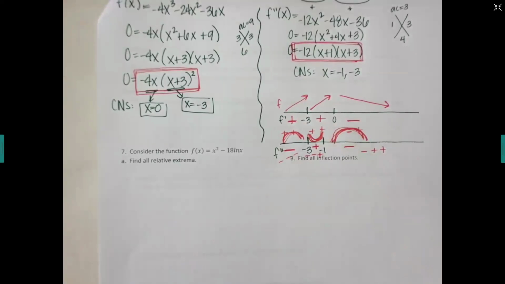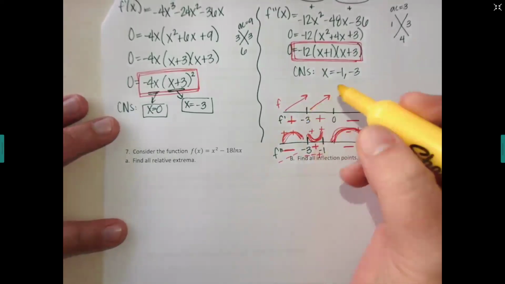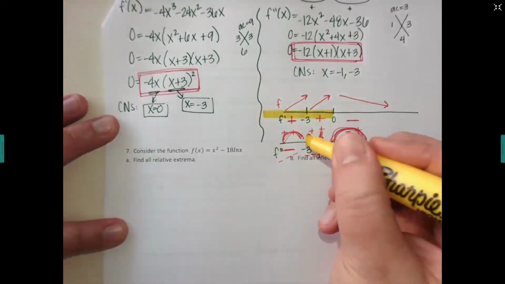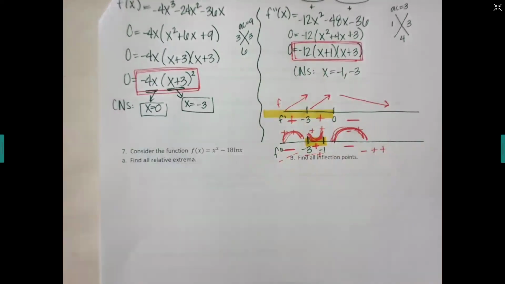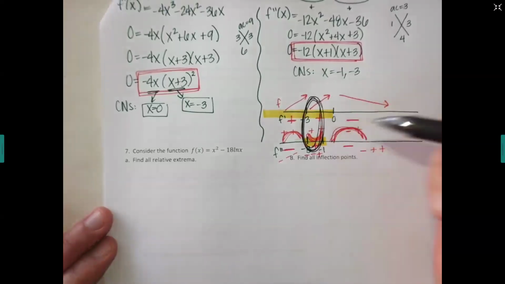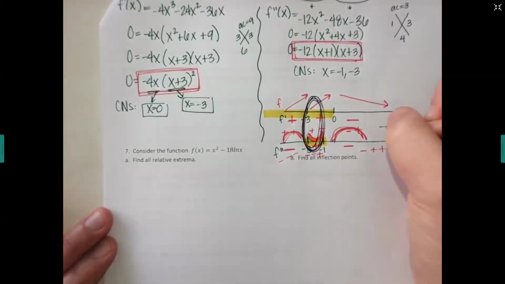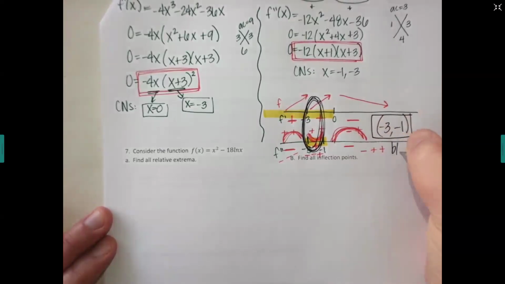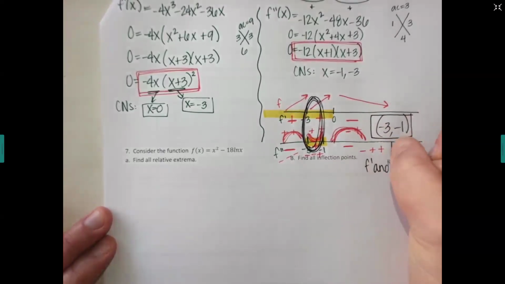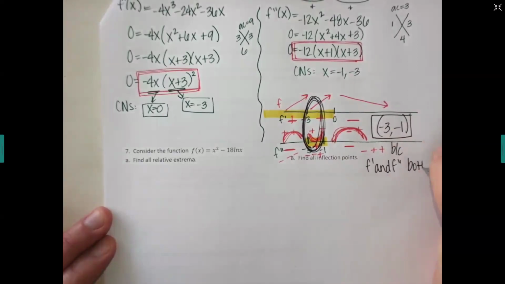Okay. Then from there, we're looking for it to be both increasing and concave up. So that means increasing is here and concave up is here. And then I'm looking for the overlap. So where are both of those things going to be true? Very good. Just from here to here. So it would be from negative 3 to negative 1. And then I'm going to put because f prime and f double prime are both positive.